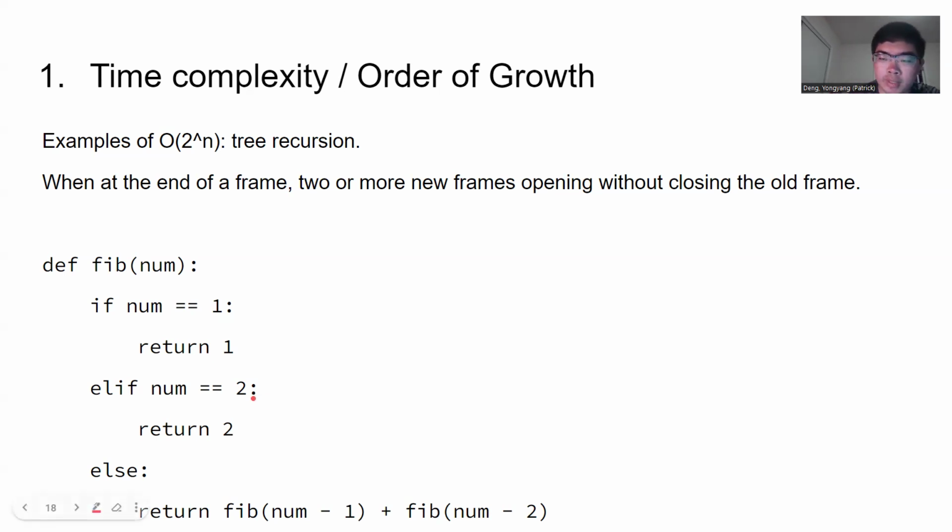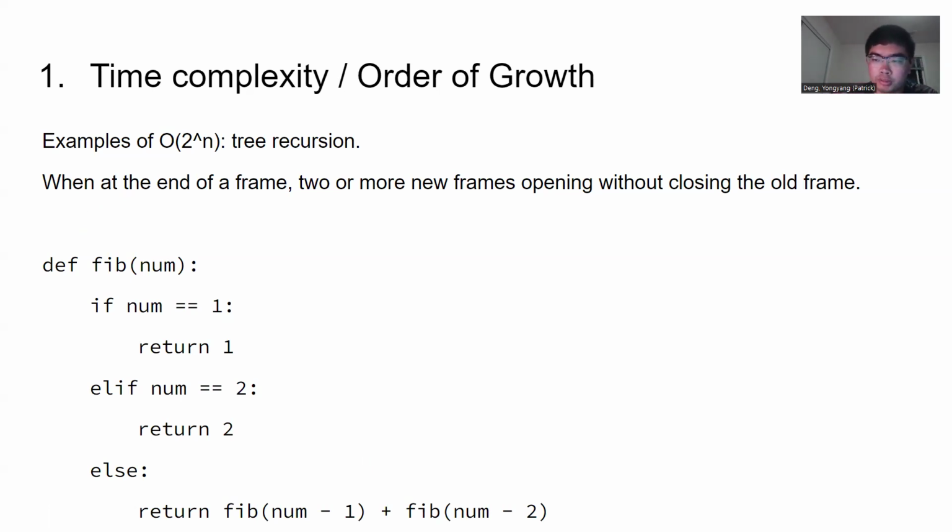But at the same time, I didn't close this first Fibonacci function call, because the last step for this recursion is the aggregation. I have to aggregate the results returning from Fibonacci of n minus 1, the first recursive call, and the second recursive call.